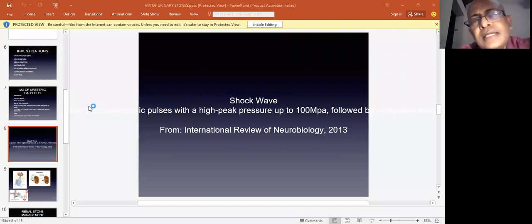Like anything in surgical practice, you use non-invasive methods first. You try and do simple things first. So the simplest way of breaking up a stone is shockwave lithotripsy. For short, it is ESWL. E stands for extracorporeal, that is giving shockwaves from outside the body. Extracorporeal shockwave lithotripsy. I just got a little slide here. I'll try and show this to you.